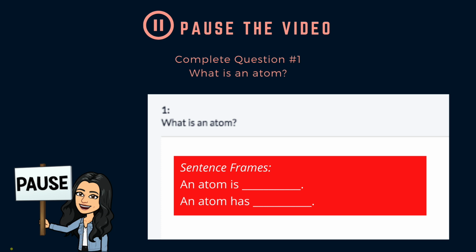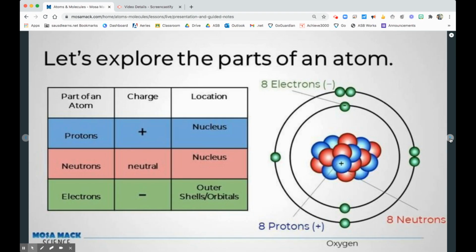So now we're going to take a look at all of the different parts of an atom. So here we have a nice chart put together for us. And we're going to take a look at the protons first. The protons have a positive charge, and they are located in the nucleus. So right here, the very center, they're located in the nucleus, and they have a positive charge.